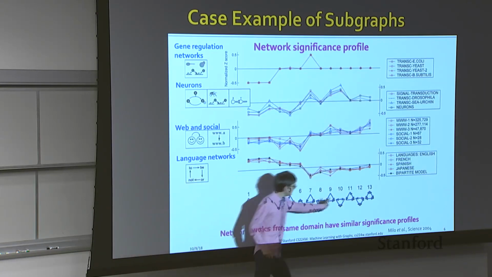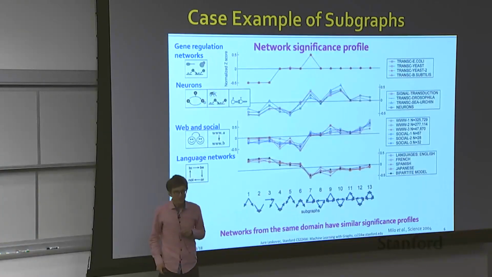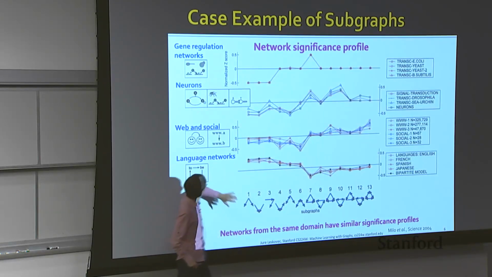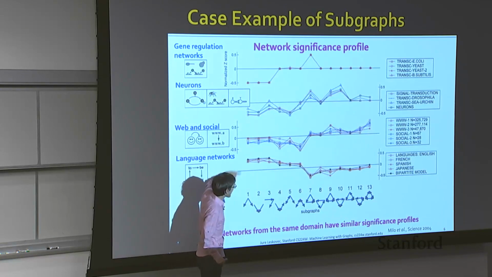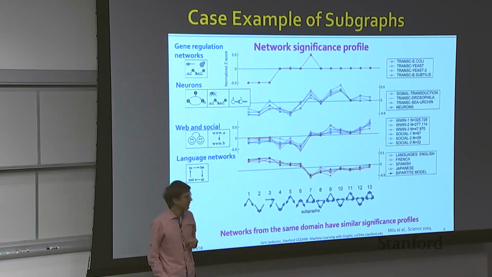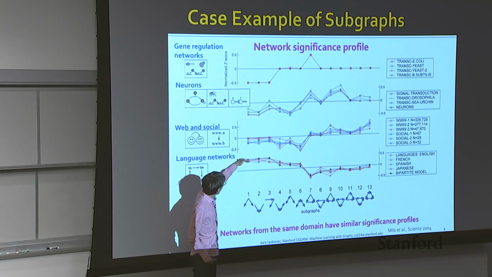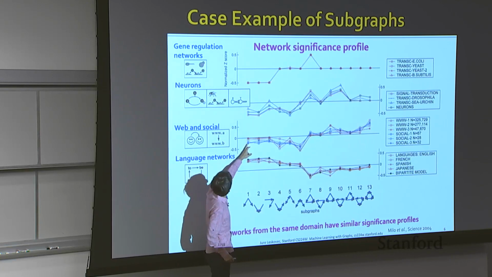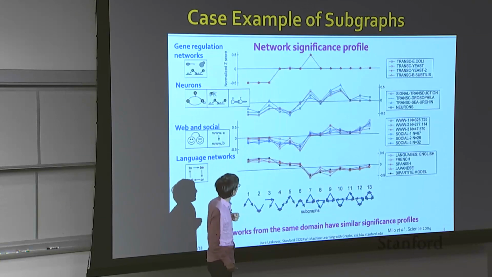These are the 13 different subgraphs on 3 nodes, directed, with a different number of edges. And then I have 4 different kinds of plots because I have 4 different types of networks: gene regulatory networks, neural networks, web and social, and language networks. And then for each of these, the y-axis is my significance profile, right? So the way to read this would be to say, for this particular substructure, it is overrepresented in language, but it's underrepresented in web and social graphs. It's underrepresented in neural networks, and it's underrepresented in gene regulatory networks, right?